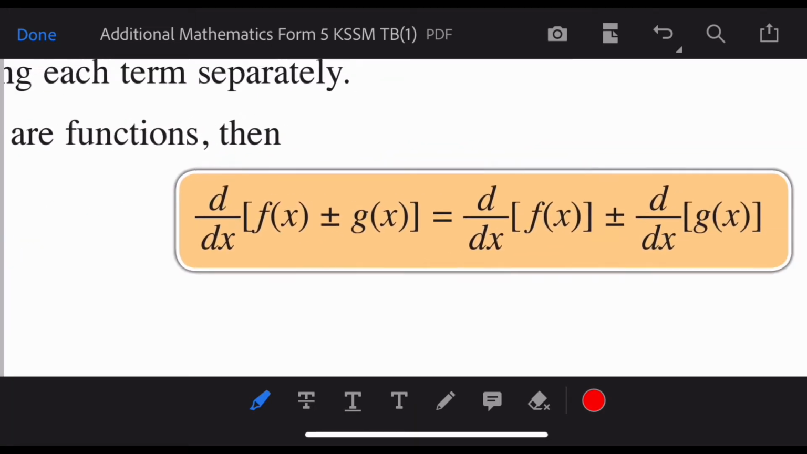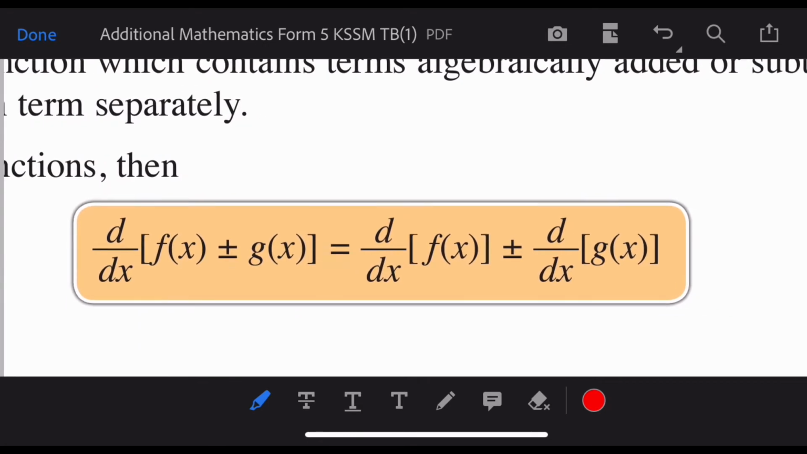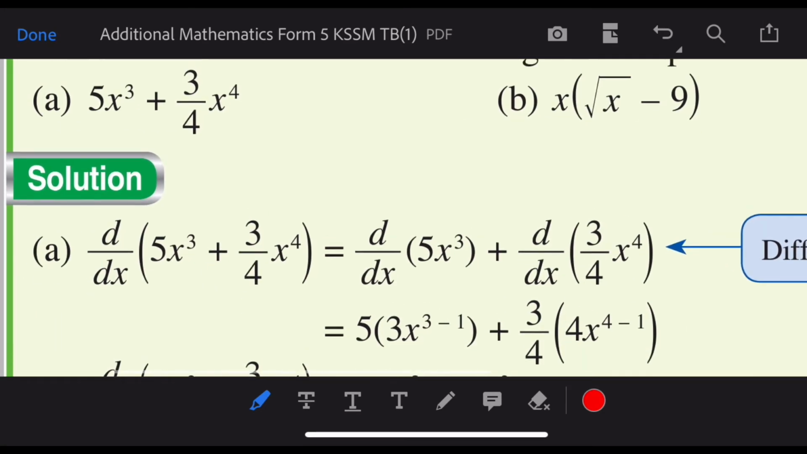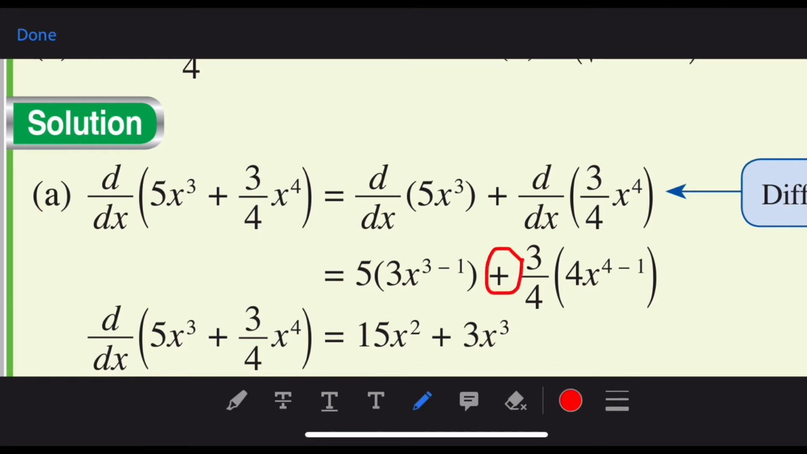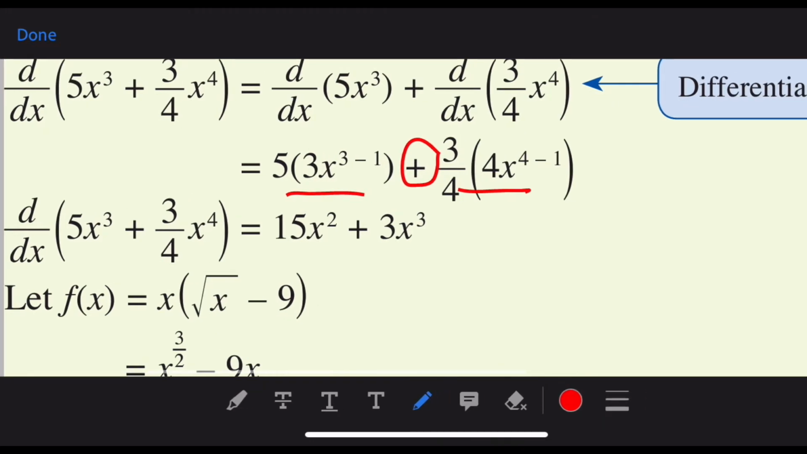Okay, we have many formulas. So when you plus or minus, it will follow for dy/dx of the function. Like this example, you differentiate 5x cubed plus 3 over 4x to the power 4. So that means you can differentiate term by term and there is a plus, so you must plus. And finally, you will get the answer simplified to 15x squared plus 3x cubed. Have to simplify to the simplest form.